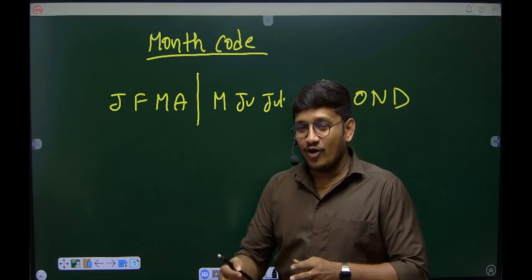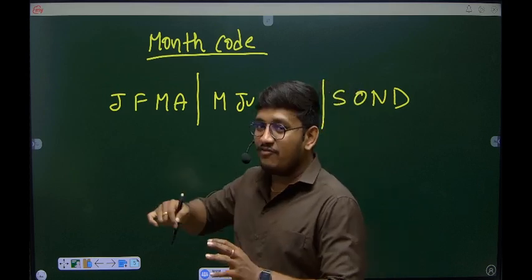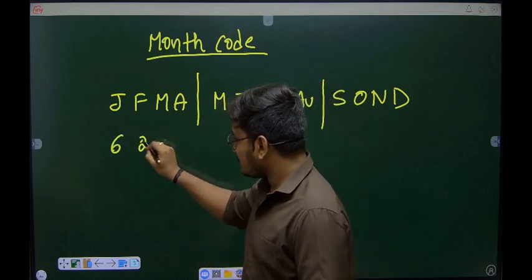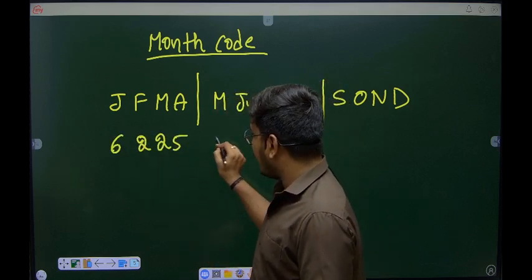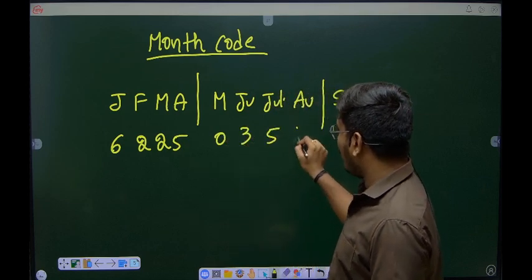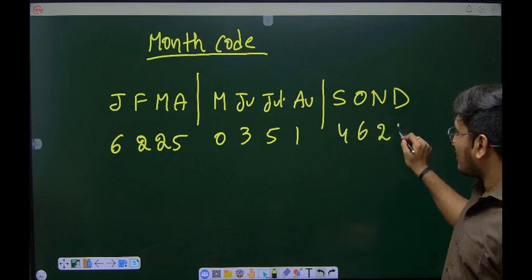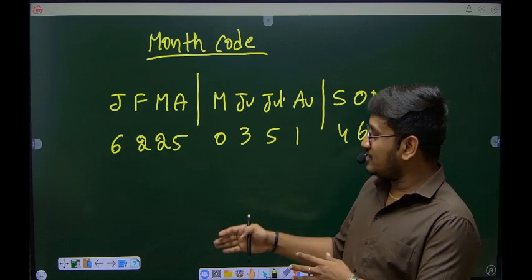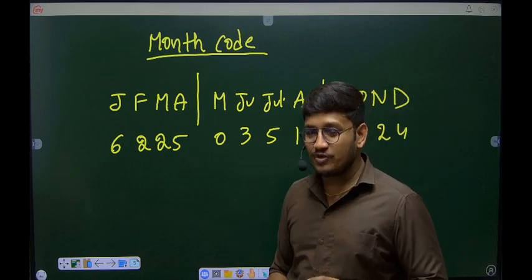Then what are we following? Very simple. Let me give you a direct code. It just looks like your Aadhaar card number: 6222 5035 1462 44.